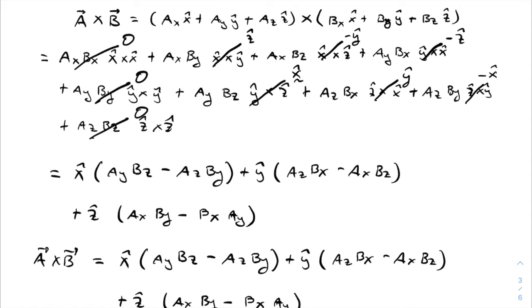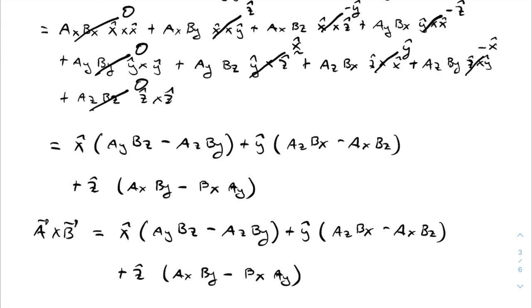plus AX times BY times the cross product of x with y, which we know gives z, plus AX times BZ times the cross product of unit vector x times z, which gives negative y, plus AY times BX times the cross product of y with x, which gives negative z, plus AY times BY times the cross product of the unit vector y with itself, which again gives 0, plus AY times BZ times the cross product of the unit vector y times z, which gives the unit vector x, plus AZ times BX times the unit vector z times x, which gives the unit vector y, plus AZ times BY times the unit vector z cross product with y, which gives negative x, and finally plus AZ times BZ times the cross product of z with itself, which gives 0.